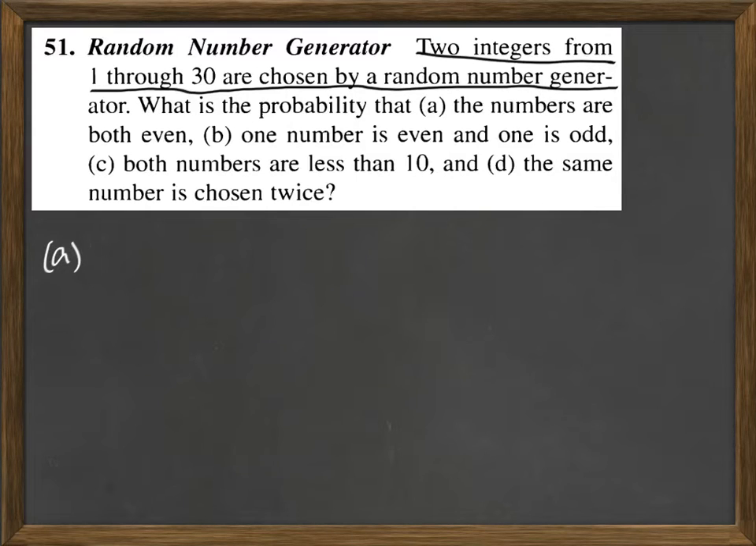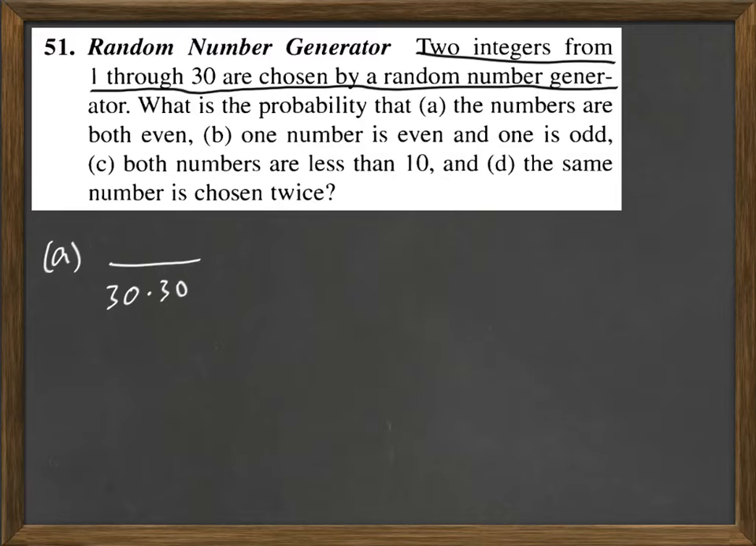So the numbers from 1 to 30: since we're starting at 1, which is odd, and ending at 30, which is even, there's exactly 15 numbers that we want, because both of them are even. So let's go like this. For the total possible outcomes, the first time we choose a number, there's 30 numbers there, and then the second time we choose, there's 30 numbers there.